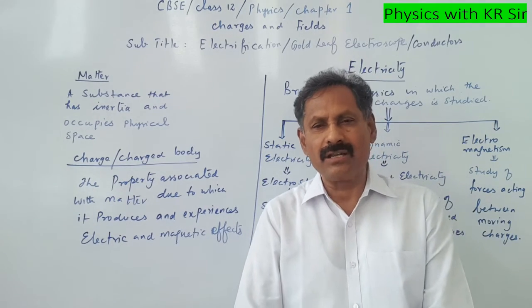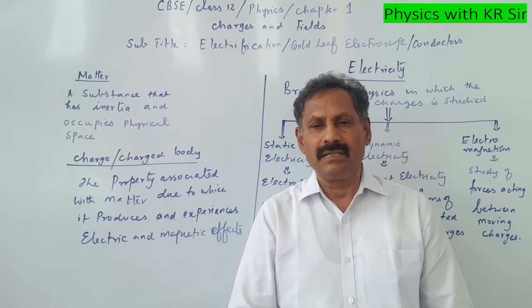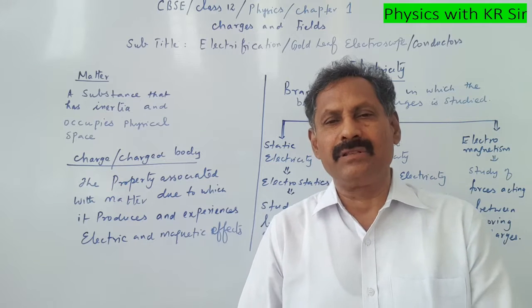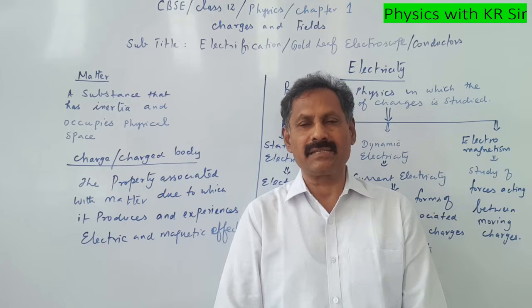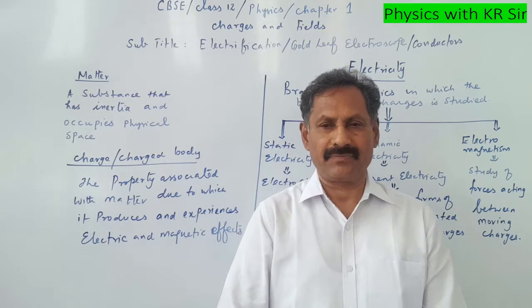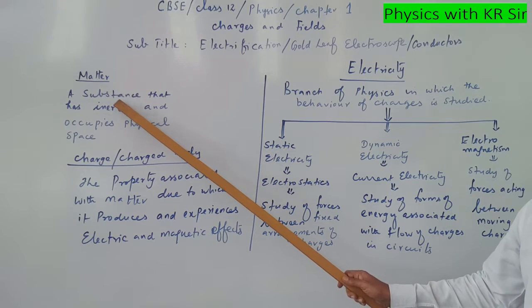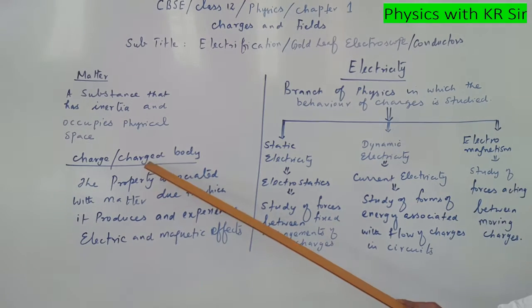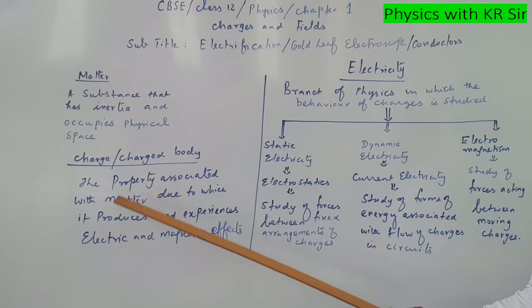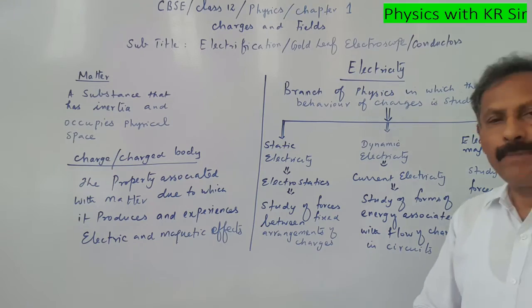What is called a charge or a charged body? That is the property associated with matter due to which it produces and experiences electric and magnetic effects. So, matter is a substance that has inertia and occupies physical space. Charge or a charged body is the property associated with matter due to which it produces and experiences electric and magnetic effects.